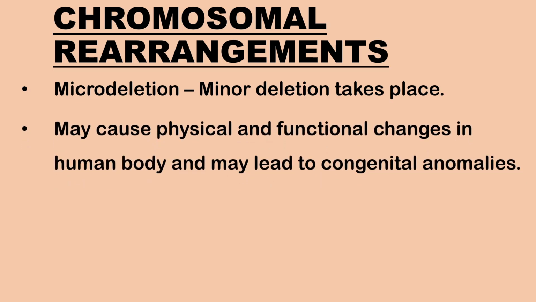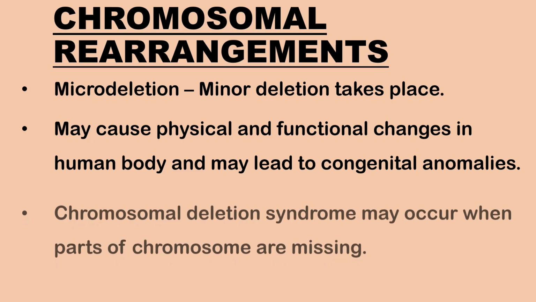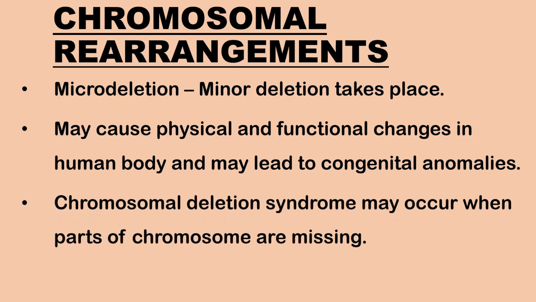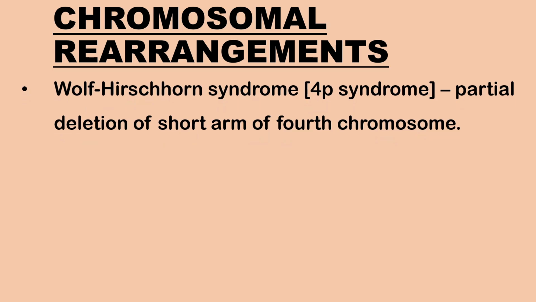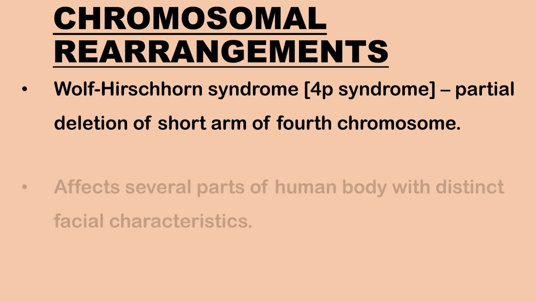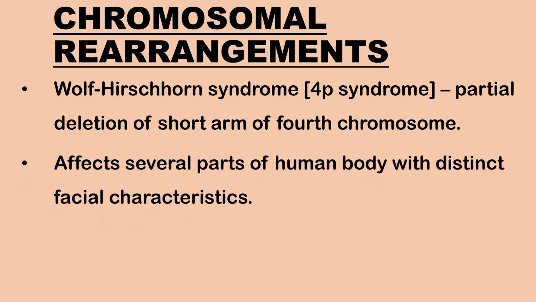Deletion can cause physical and functional changes in the human body and can lead to congenital anomalies. Chromosomal deletion syndrome may occur when parts of a chromosome are missing. One disorder in humans is the partial deletion of the short arm of chromosome 4, resulting in Wolff-Hirschhorn syndrome or 4P syndrome, which affects several parts of the human body with distinct facial characteristics.